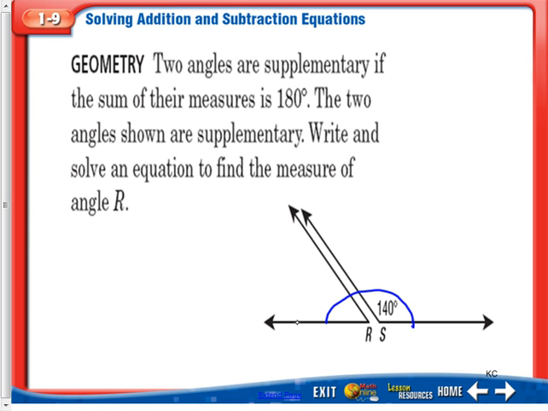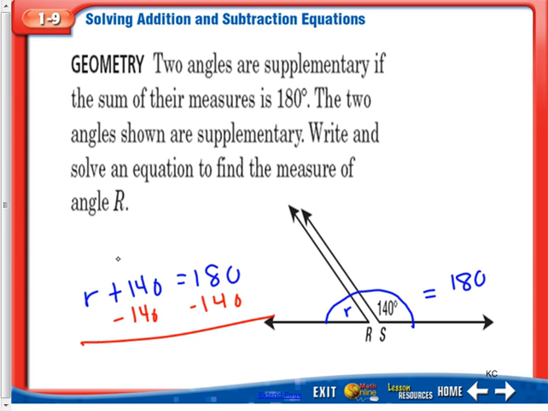So write and solve an equation to find the measure of angle R. Well, I know that R plus 140 has to equal 180 degrees, because this angle R plus this angle has to give us our total 180 degree angle. So in order to find out what R is, I have to subtract 140 from both sides, because I'm trying to solve for R.